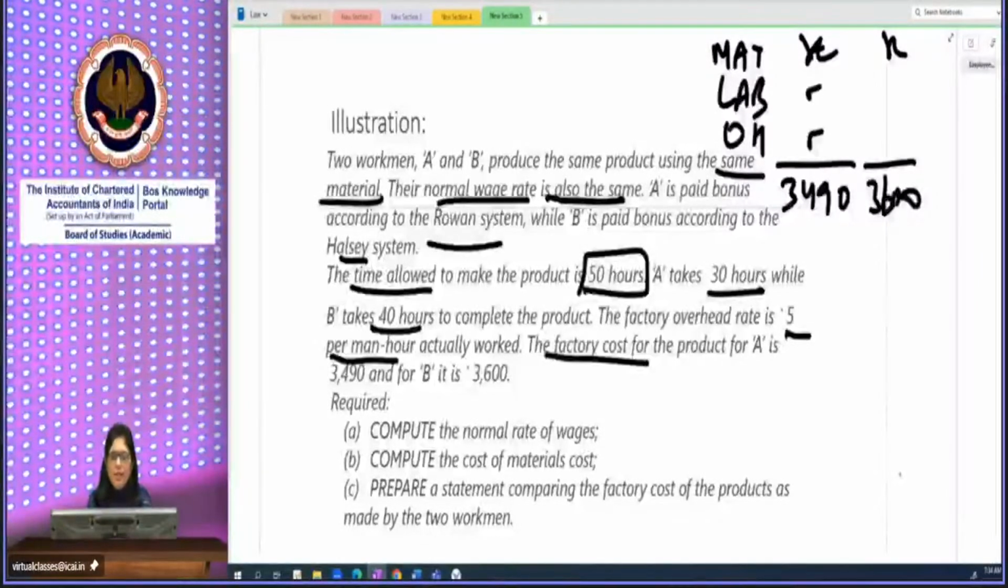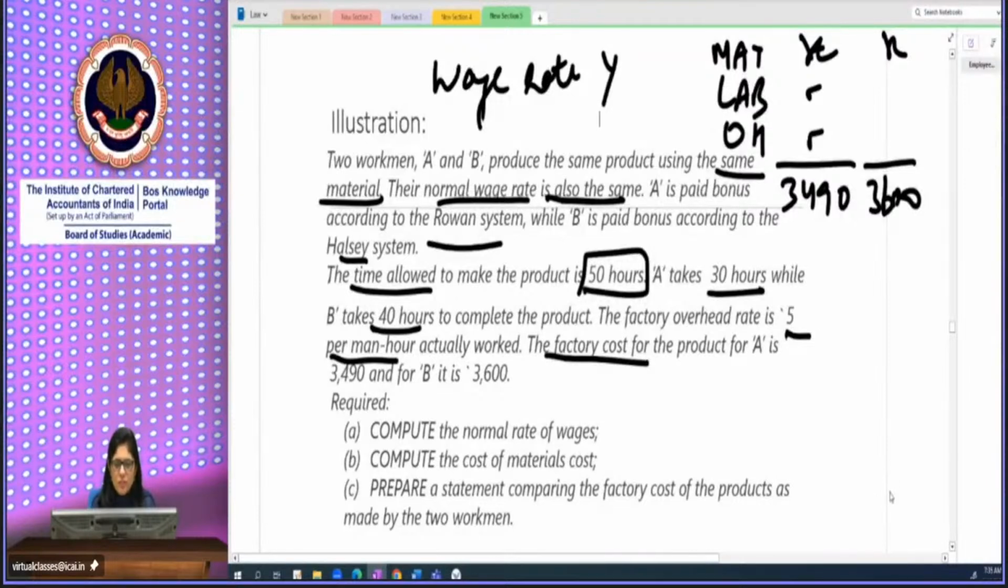Labor. Now the wage rate is also not given, so let us assume the wage rate as Y. Here we have to form this equation. So now let us see how it is done.